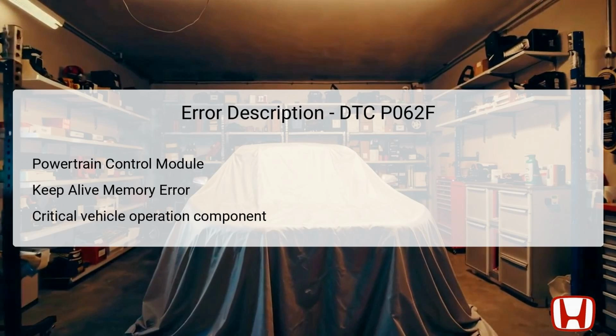The PCM is typically located within the engine compartment or near the dashboard, secured in a way to protect it from environmental damage. This module not only manages engine parameters but also adjusts settings dynamically based on driving conditions. An error in the KAM can lead to lost data crucial for efficient operation, causing issues like poor fuel economy or transmission problems. Thus, understanding the PCM's role is vital when diagnosing DTC P062F.